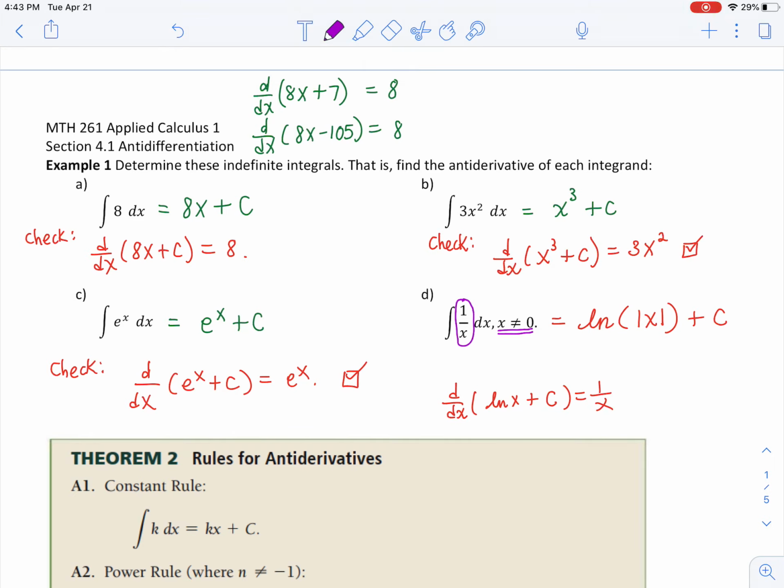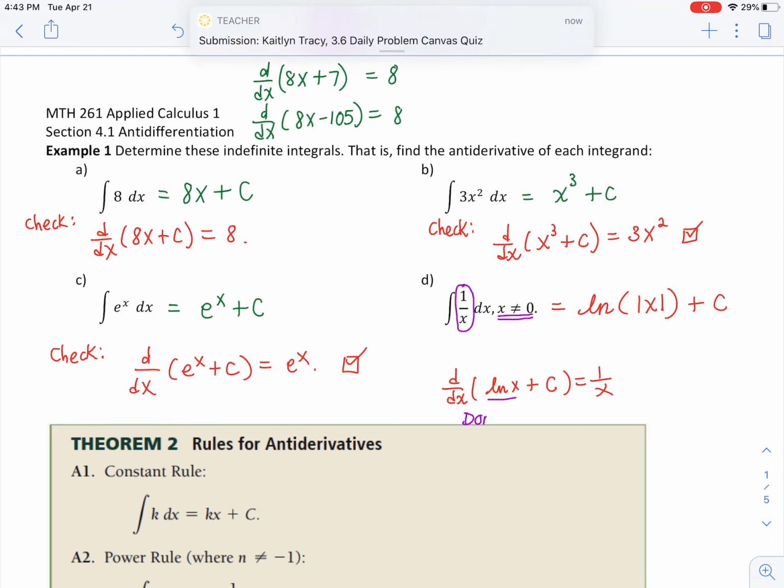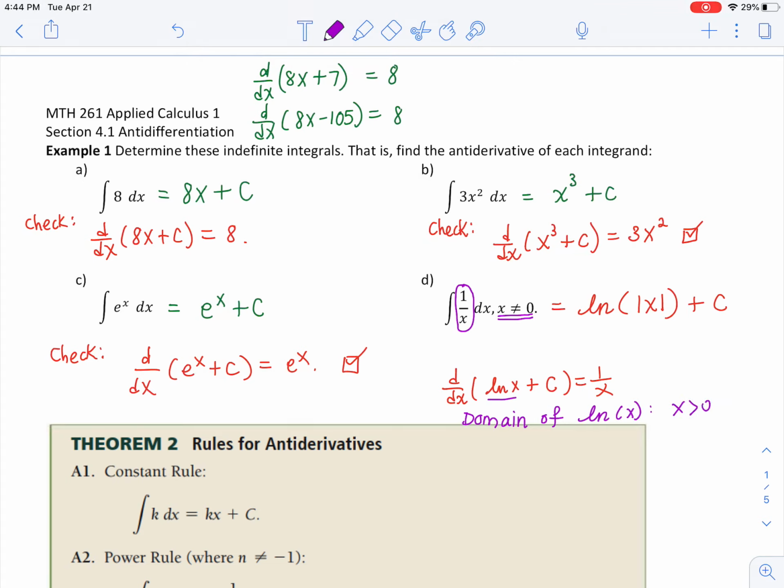Why do we have to include this absolute value of x? The reason is, if you take a look at this guy right here, what is the domain of this 1 over x? We do know that x simply cannot be equal to 0, right? But it can be positive, it can be negative. But if you look at the domain of the natural log of x, it's really what?